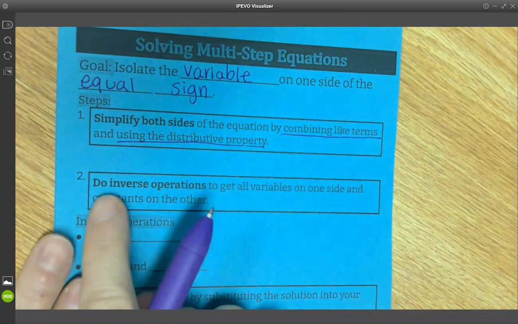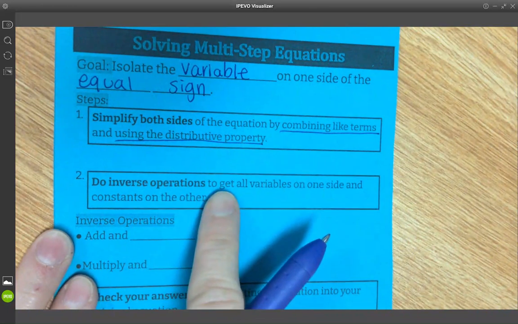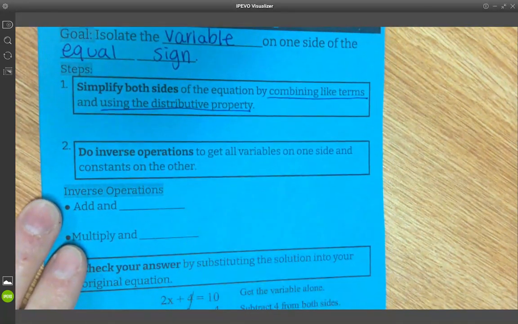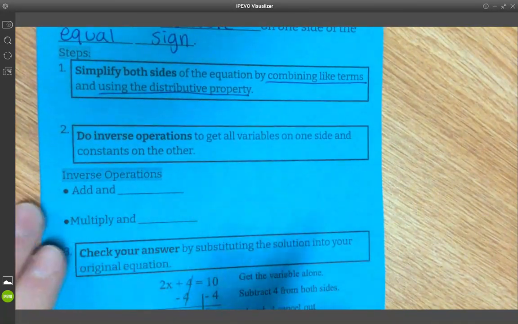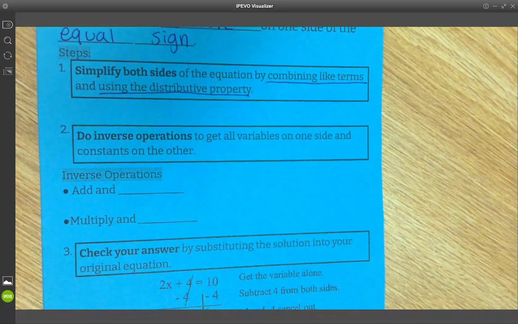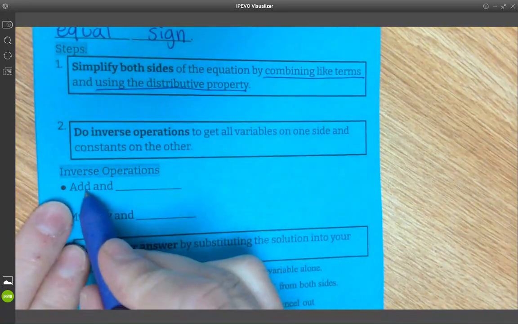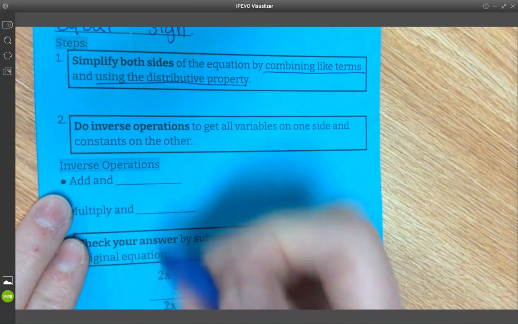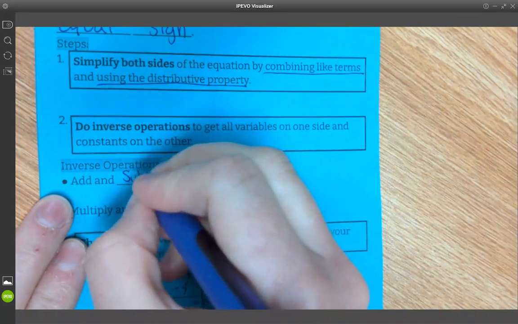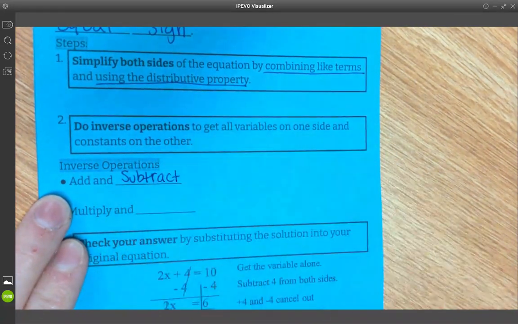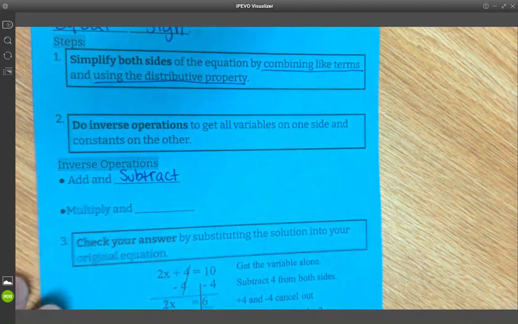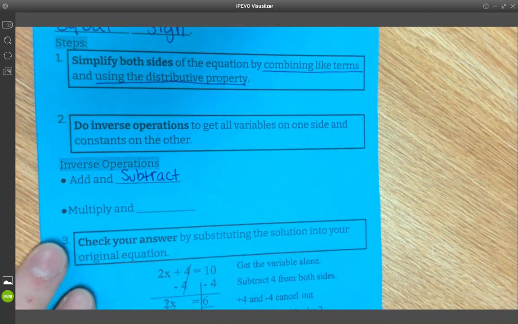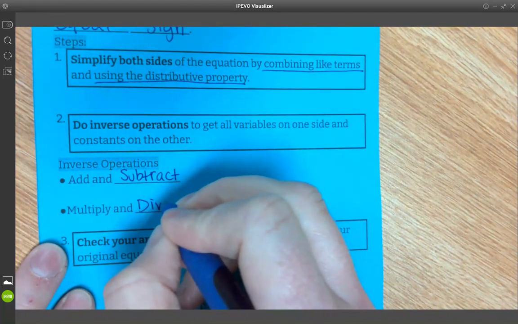Step 2, do inverse operations to get all the variables on one side and constants on the other. An inverse operation is something that undoes the other. Like with add, to undo addition, you would do subtraction. So add and subtract are inverses. Multiply and divide are inverses.